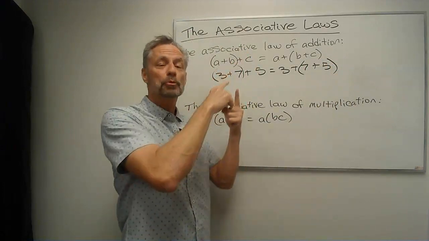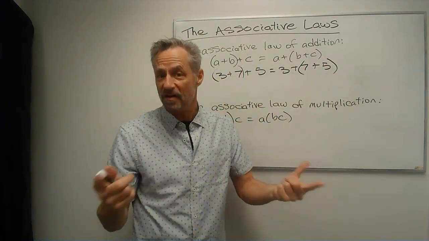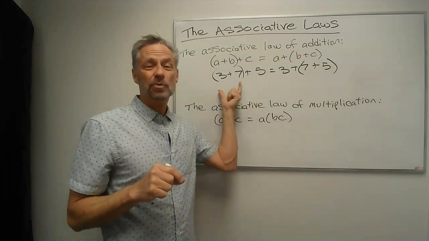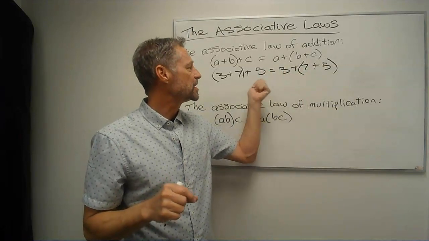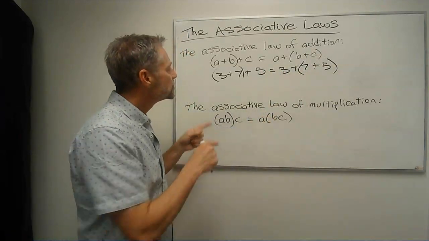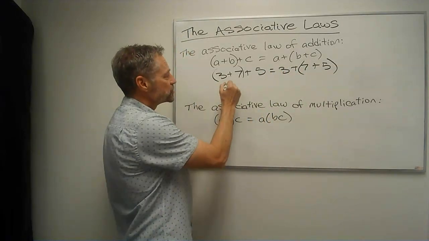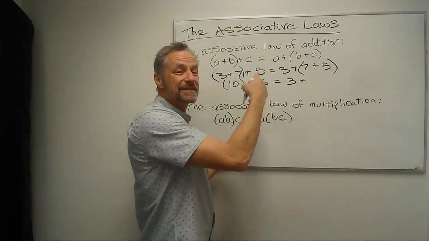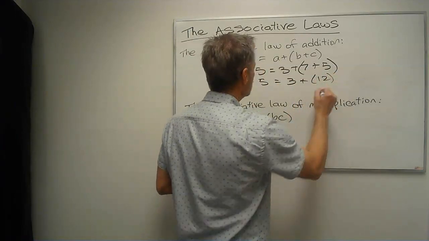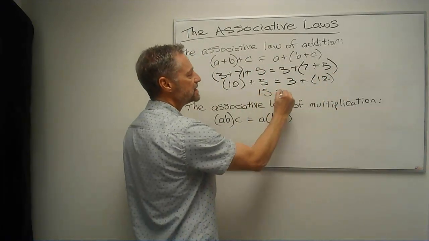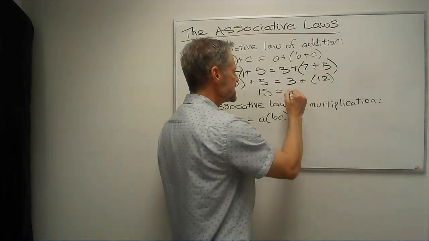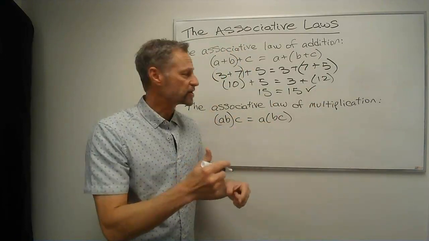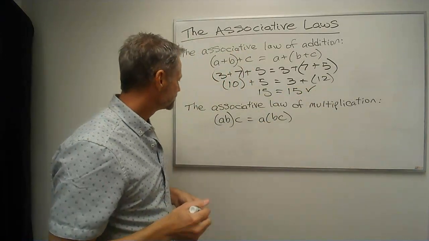Now, this isn't a proof that this works. This is just showing an example of it in fact working. And remember, with order of operations, we have to do what's inside the parentheses first before we do the addition outside. So this says do the 3 plus 7 first. We get 10 plus 5. Or we get 3 plus the 7 plus 5, which is 12. Well, 10 plus 5 is 15. 3 plus 12 is also 15. The associative law for addition worked. So we check it off.